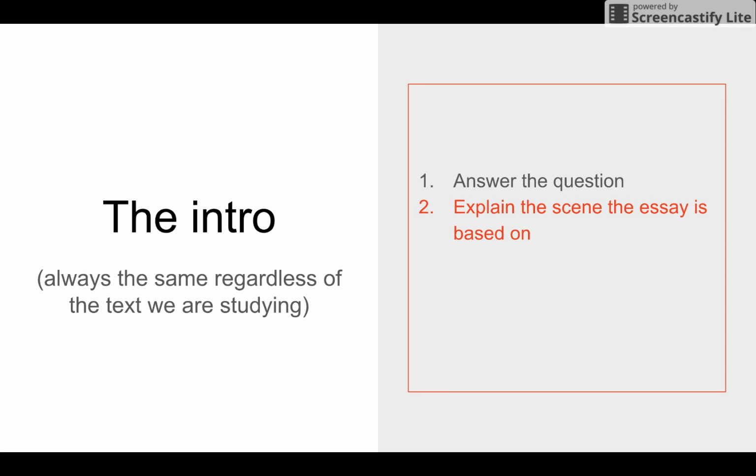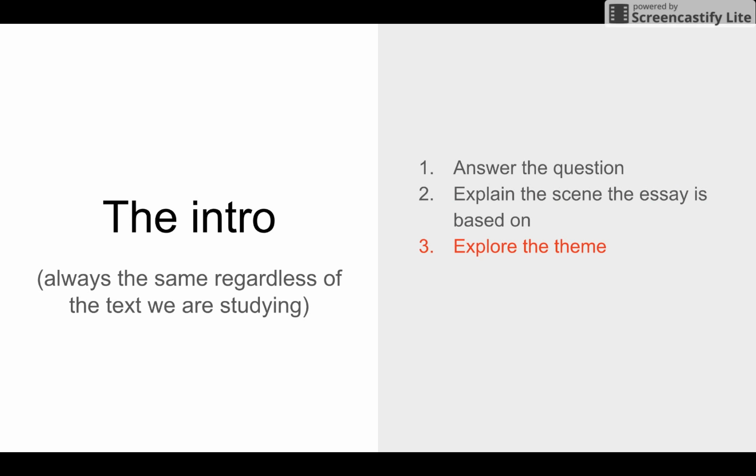Secondly, just take a few moments to explain the scene or the section the essay is based on. Okay, so show you understand the scene that is being analysed by explaining it. And finally, explore the theme.